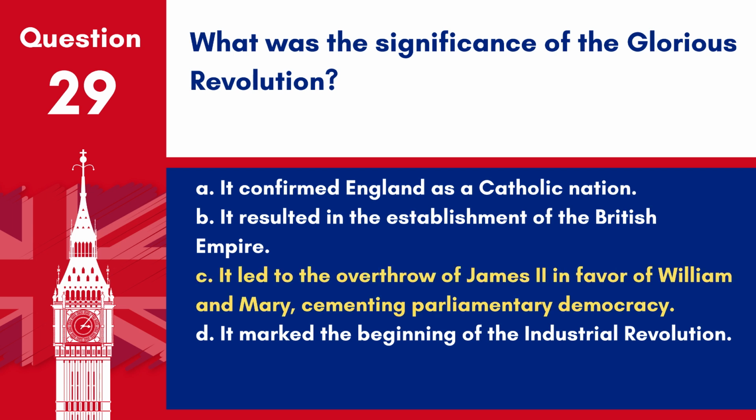Answer C. It led to the overthrow of James II in favour of William and Mary, cementing parliamentary democracy. The Glorious Revolution of 1688 established the precedence of Parliament over the monarchy, a cornerstone of modern British democracy.